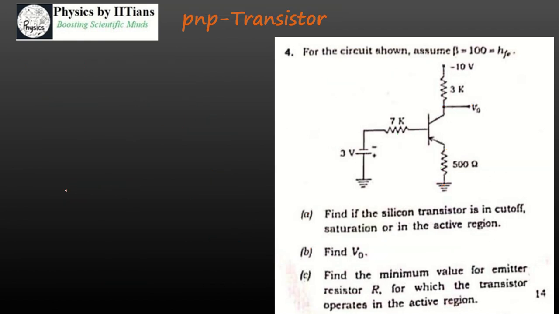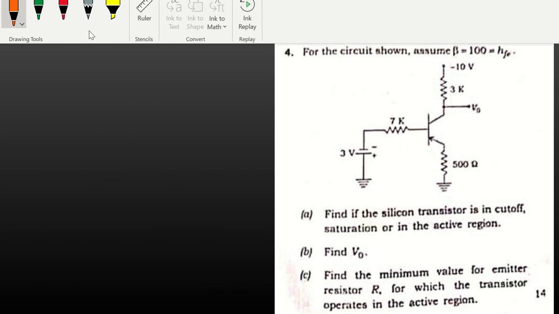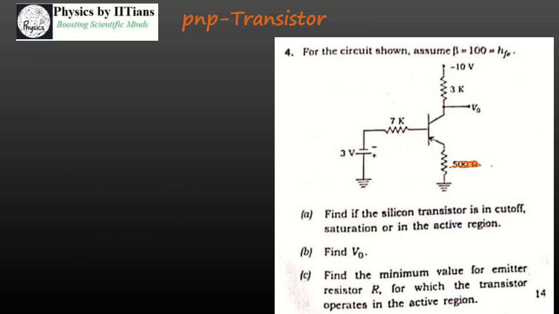We can just do the same calculation. We can repeat all the calculations again just by removing this 500 and replacing it with a capital R, an unknown resistance that needs to be calculated. So we will do all the calculations again. This is IE going upward, this is IB going left, and this is IC going upward again.